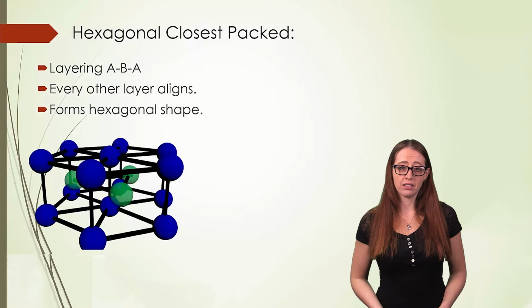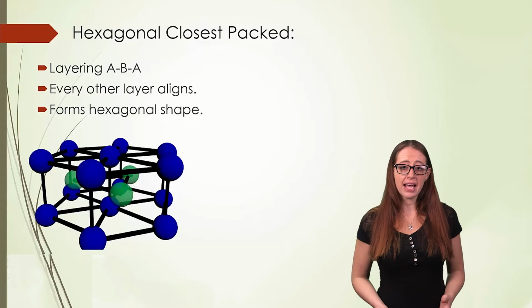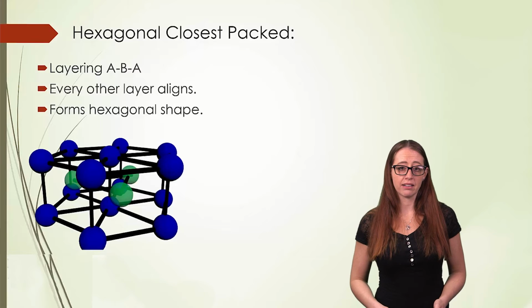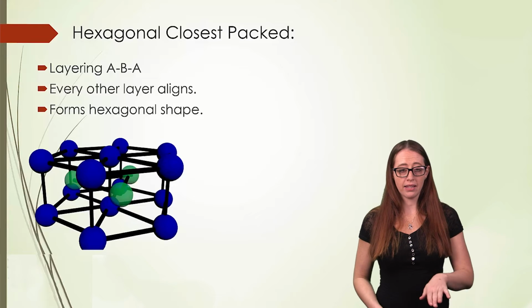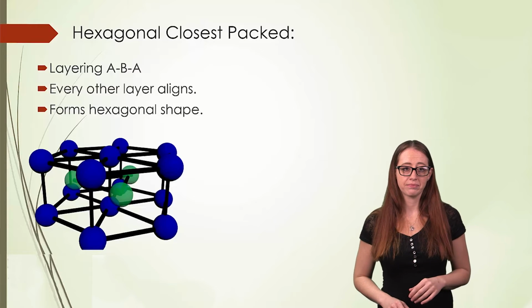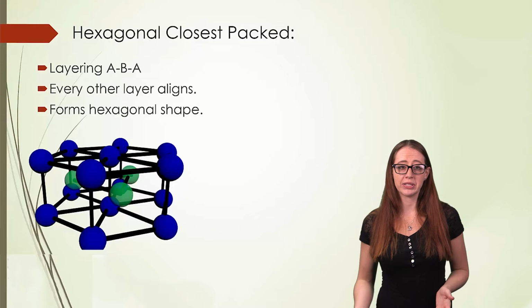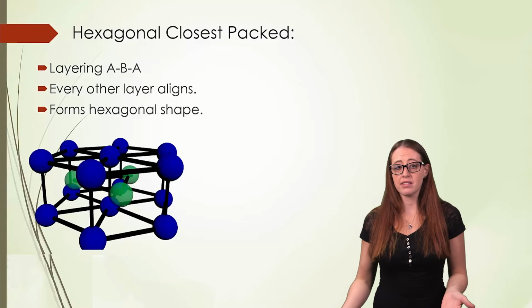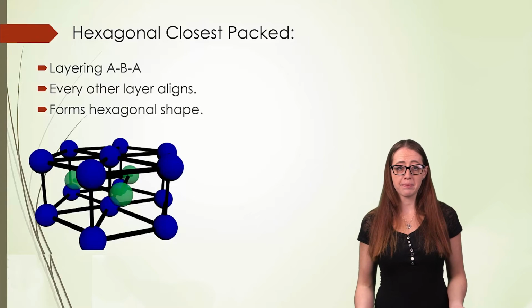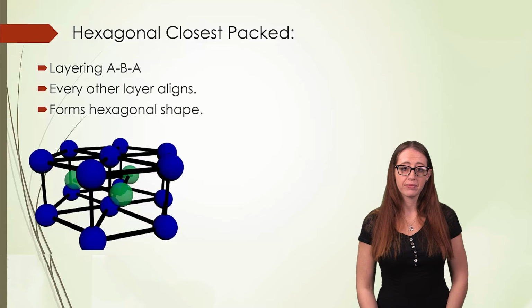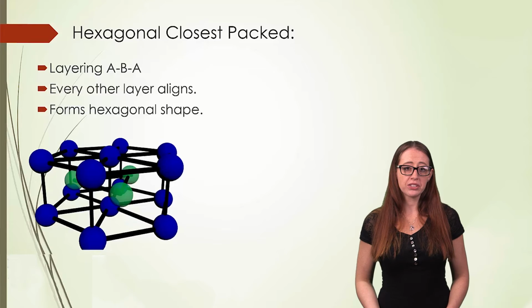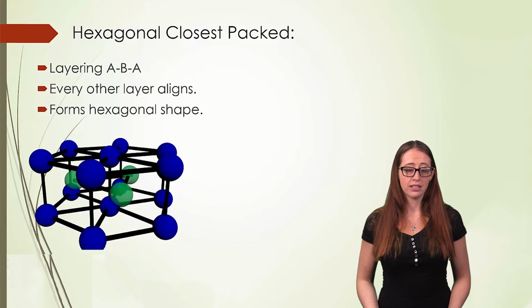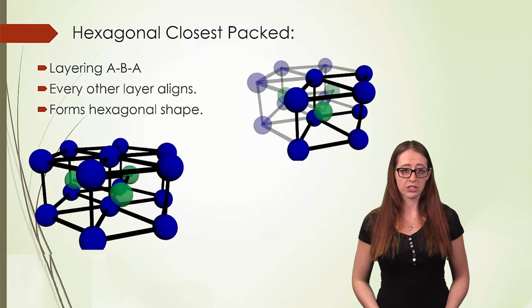So in a hexagonal closest packed structure, this happens when every other layer is identical. This creates a hexagonal structure. So they call this layering ABA. A, B, and then you're back to A. So every other layer is going to align, and because of this, the unit cell ends up having a hexagonal shape. Now the easiest way to visualize it is shown like this, but it's worth noting that the unit cell is much smaller. So let me show you what the unit cell actually looks like.